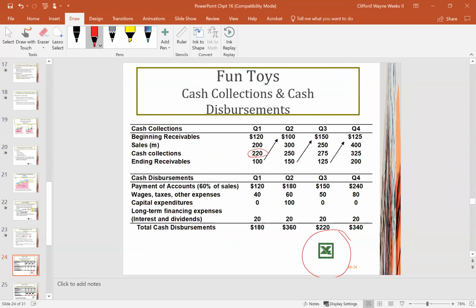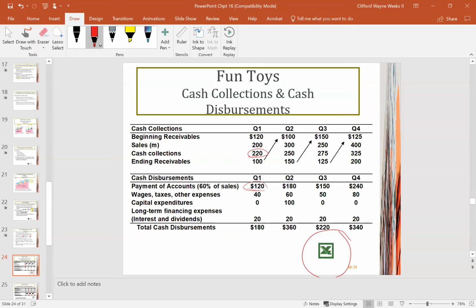Then they do the same thing with all cash disbursements. They say, here's accounts payable, and we just took sales of 200 times 60%. That's how we came up with that in the first period. I think this was a percentage also, wasn't it? And so we just expand this.